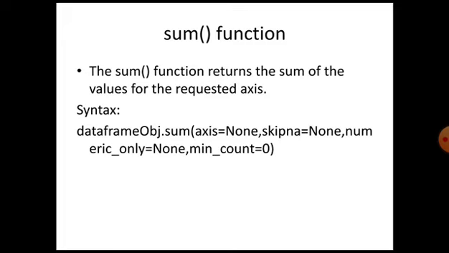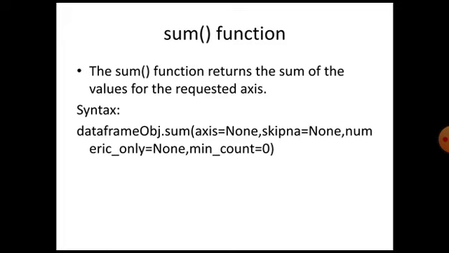Next we have the sum function. The sum function returns the sum of the values along the required axis. The syntax is dataframe dot sum, with parameters axis, skipna, numeric_only, and min_count. Axis, skipna and numeric_only are the previous arguments, and the new argument is min_count. Min_count is 0 by default, and it specifies the minimum count.